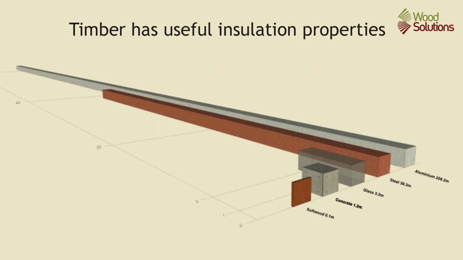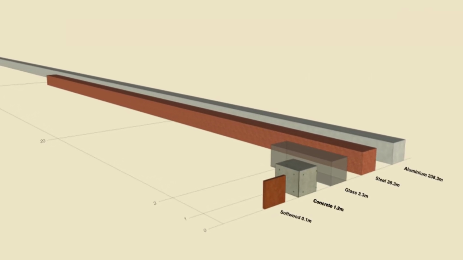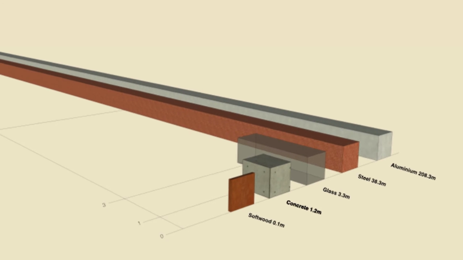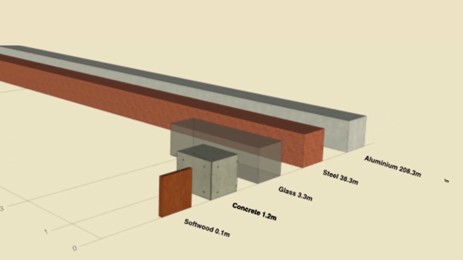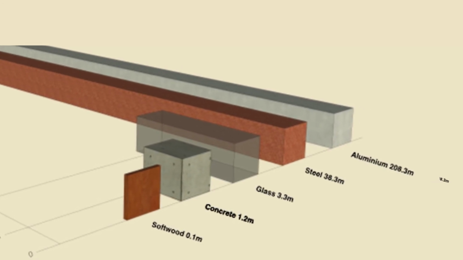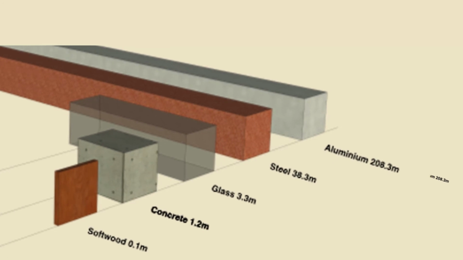To achieve the same level of insulation as a 100 mm thick softwood panel, you would need a concrete wall 1.2 meters thick. Similarly, you would need a 3.3 meter thick glass wall, a 38 meter thick steel wall, or a 208 meter thick aluminium wall. Timber's high insulation properties help reduce thermal bridges in buildings.